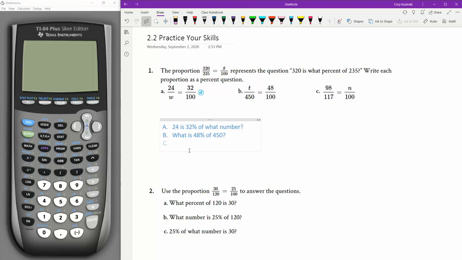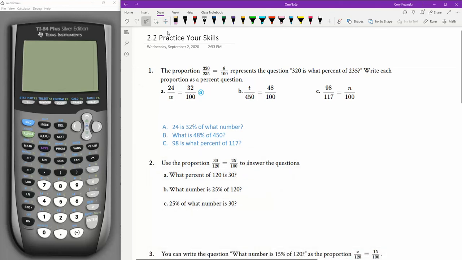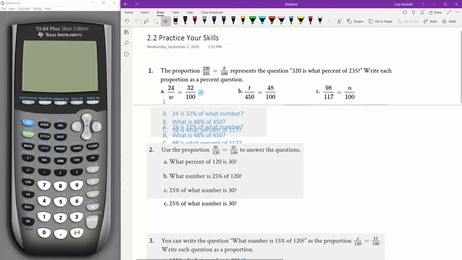C, we're missing the percent, the piece above 100. We're given the part and the whole thing. So how about we start with the 98? 98 is what percent of 117? There might be other ways to write this, but those kind of get the point across okay.